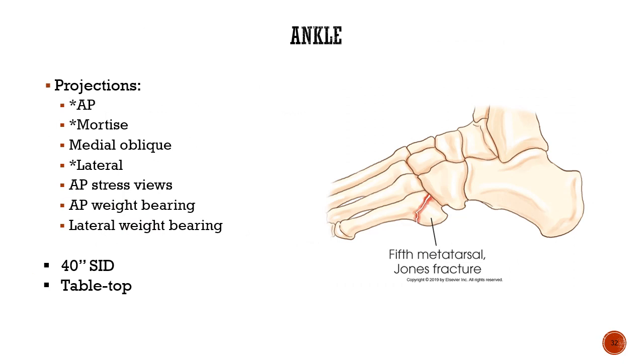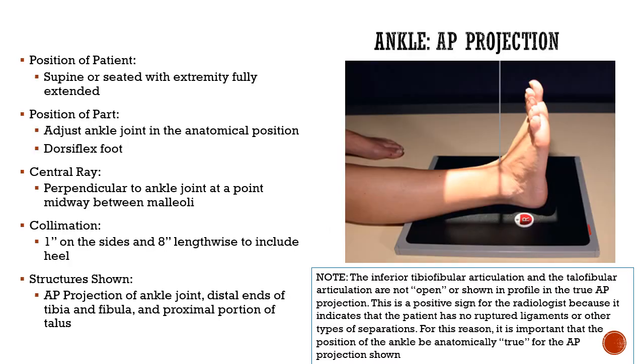Now for the ankle, we're going to perform a number of different projections, starting with an AP. We're going to talk about the mortise, the medial oblique, which is a 45-degree medial oblique, the lateral, AP stress views, AP weight bearing, and then lateral weight bearing. These are all performed at 40-inch SID, and they're all performed at the tabletop.